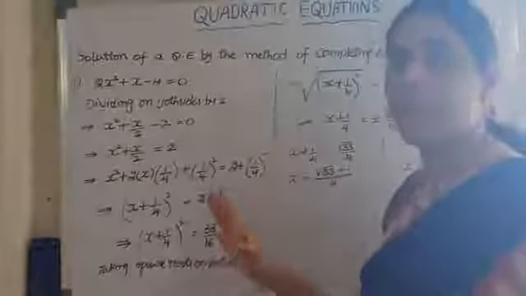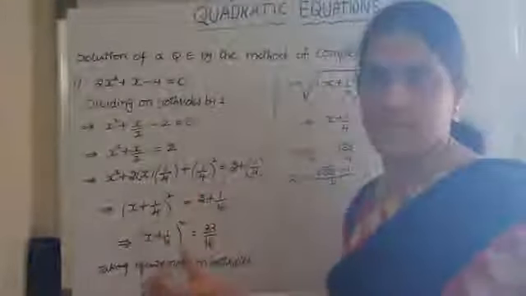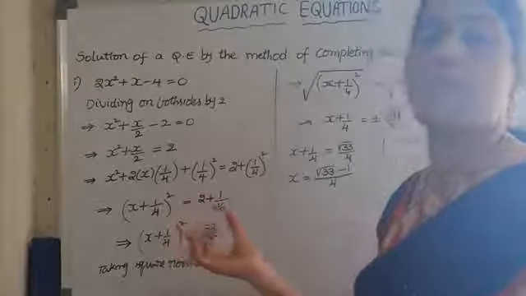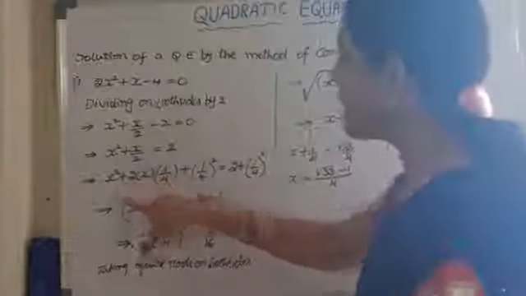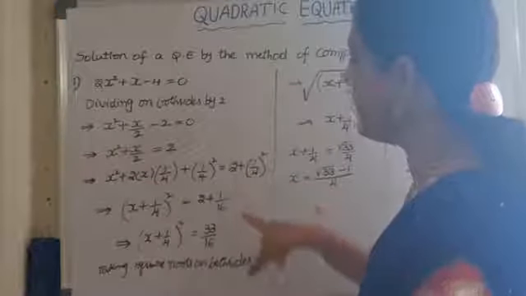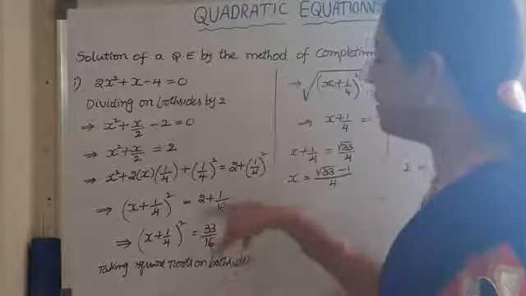Now this is of the form a square plus 2ab plus b square. The formula for a square plus 2ab plus b square is a plus b whole square. So x plus 1 by 4 whole square is equal to 2 plus 1 by 16. This is 33 by 16.